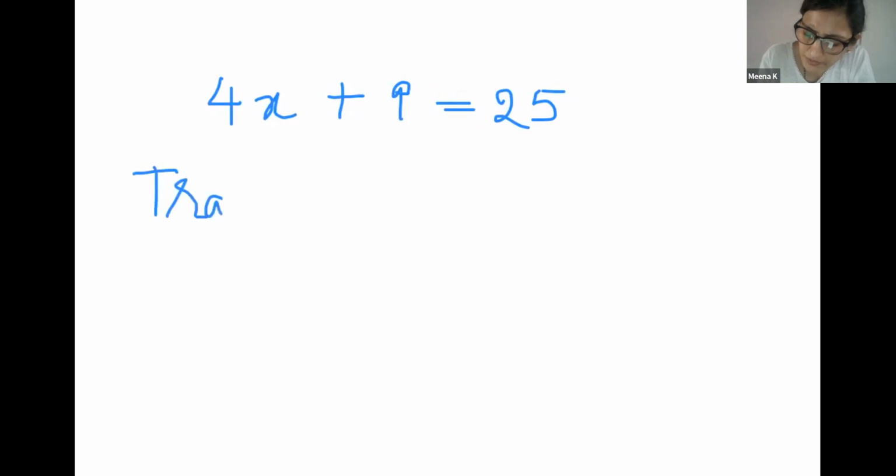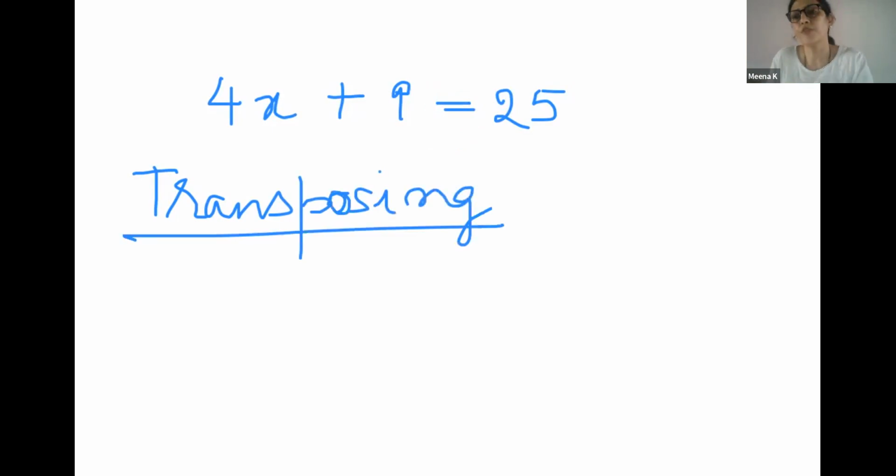What do we call it, beta? Transpose. Right? We call it transposing. When we are moving one variable or one number from one side to the other, from left hand side to right hand side, or from right hand side to left hand side, we call it transposing. Clear? So now there are some rules for transposing. We cannot just move things anyhow, right?